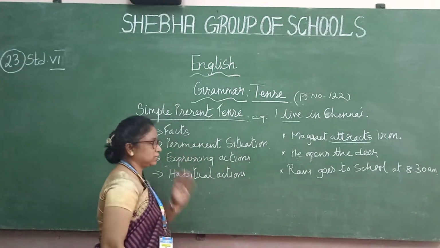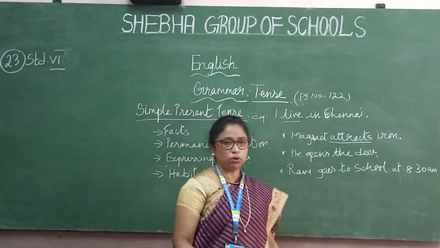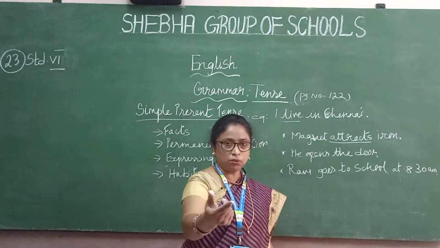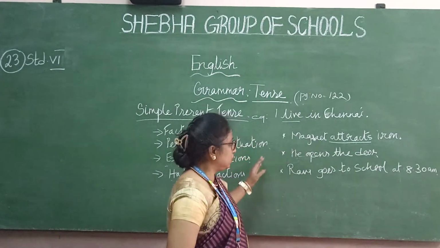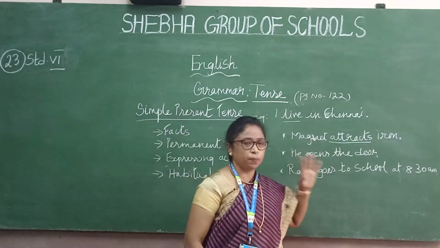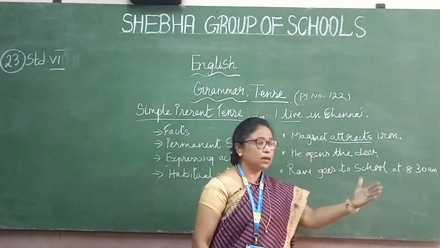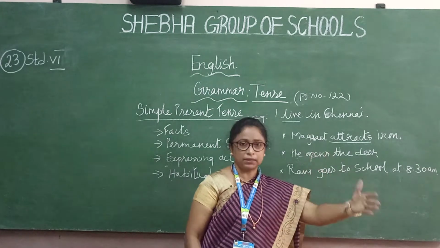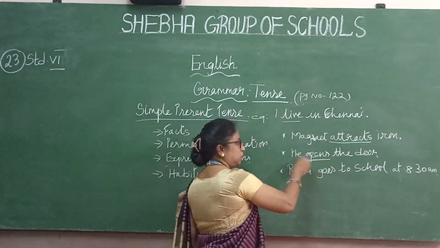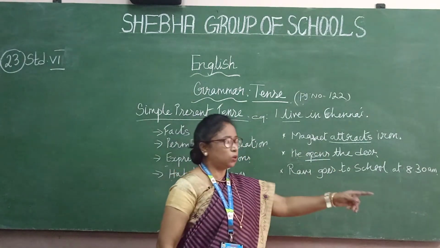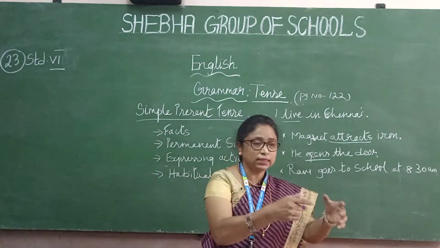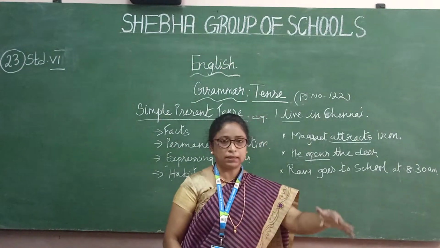Now expressing actions. Just now I told you I am teaching you English. Now here I am given: he opens the door. That is expressing an action. When expressing an action, he opens the door is a present tense. Opens is the verb given here. He opens the door is expressing one action done, doing at the present. Alright.